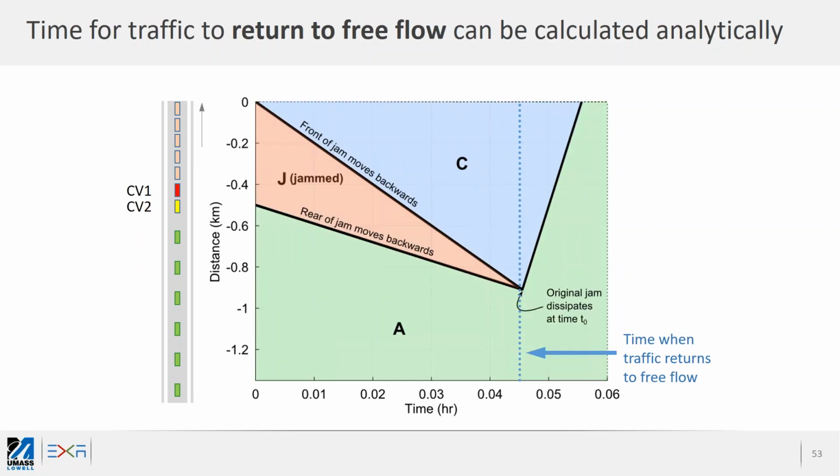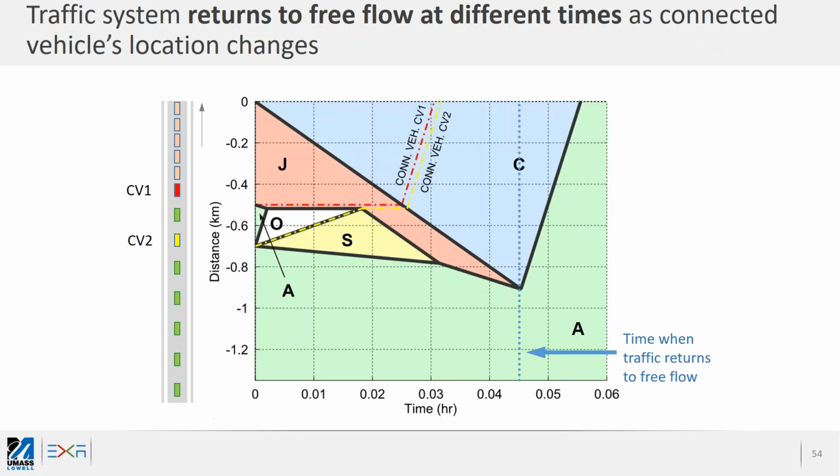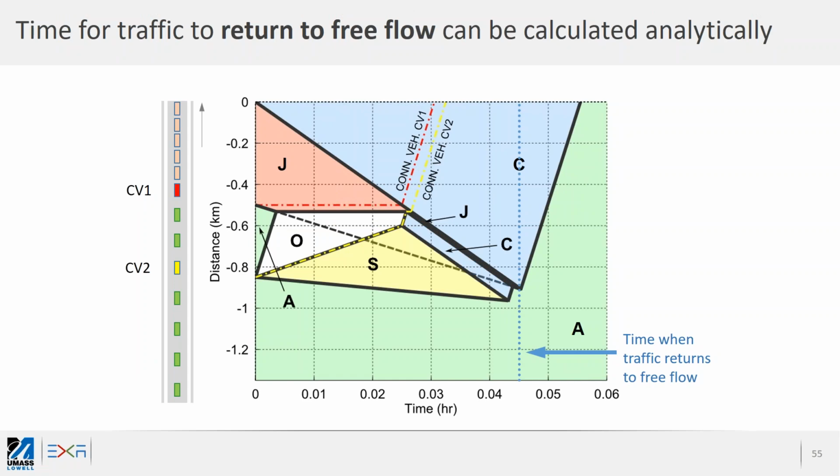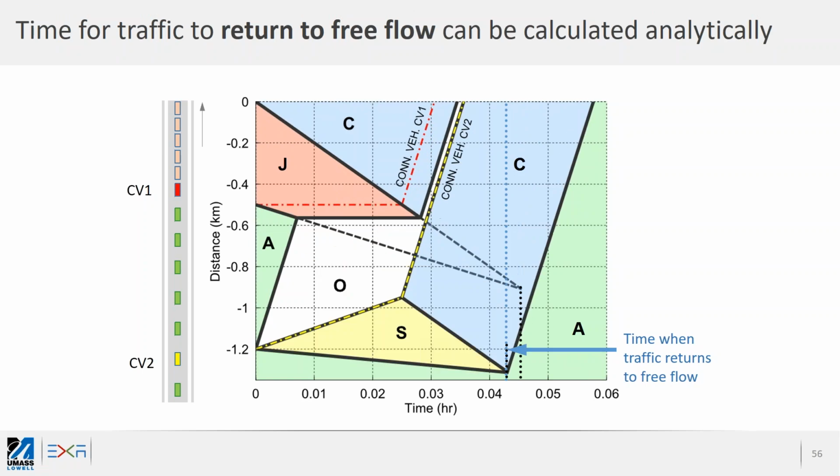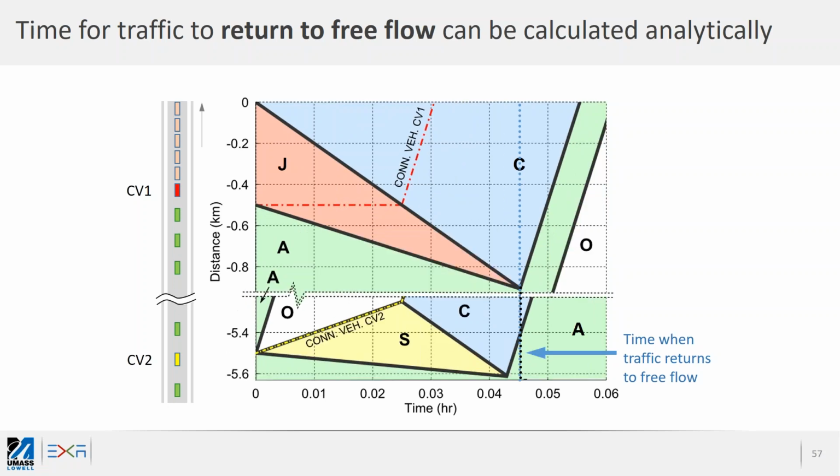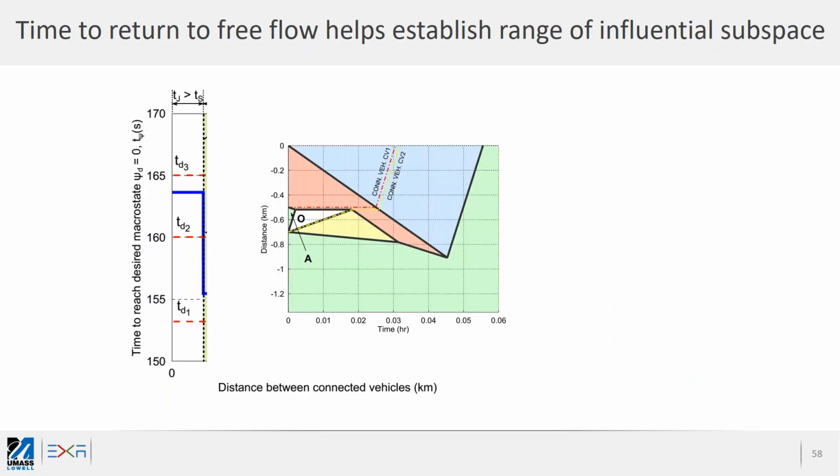So let me run this. Over here, no impact on the time taken to return to free flow. No impact on time taken to return to free flow. Again, no impact on time taken to return to free flow. But over here, we have returned to free flow sooner than we would have in other cases. Now, if you're in the green region, which is far away from the influential subspace, again, the original traffic jam still is dissipating at that initial time and it has no impact. So this way we can figure out the influential subspace.